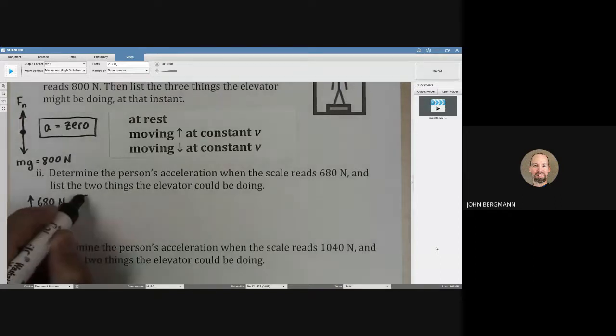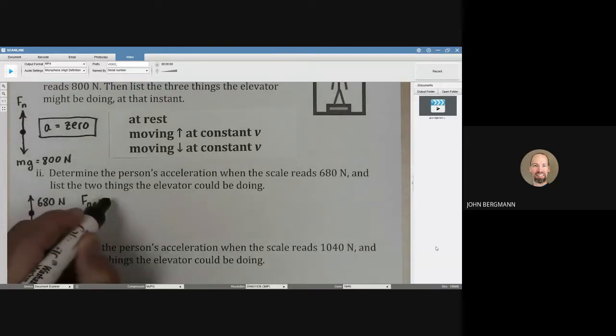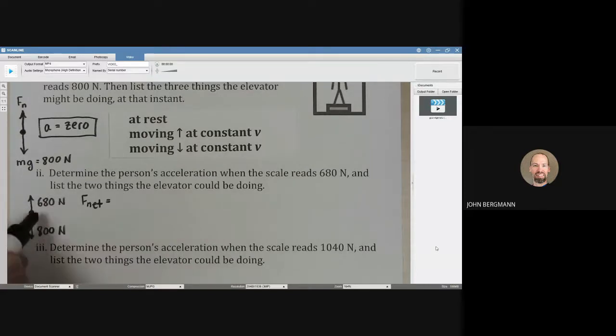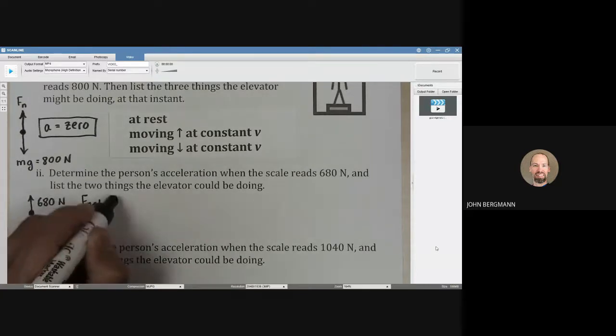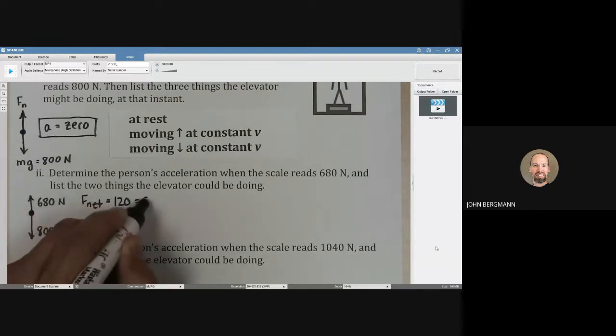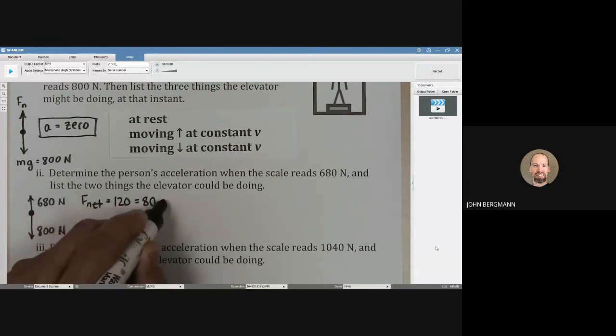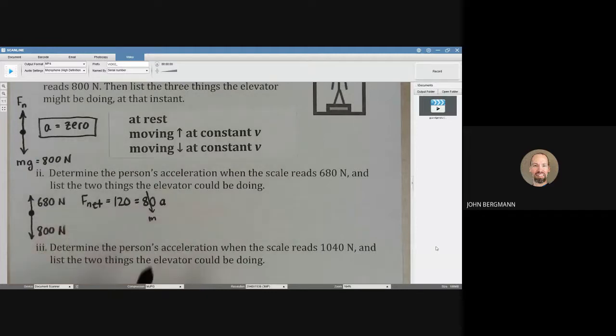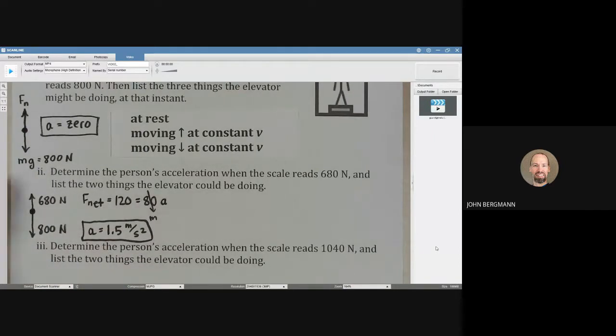What's the net force? The net force is 800 minus 680. So that's 120 newtons, and that needs to equal the mass times the acceleration. That's m right there. So I'm thinking here that that's 120 divided by 80, 1.5 meters per second squared. That's the rate at which that elevator and that person are accelerating.